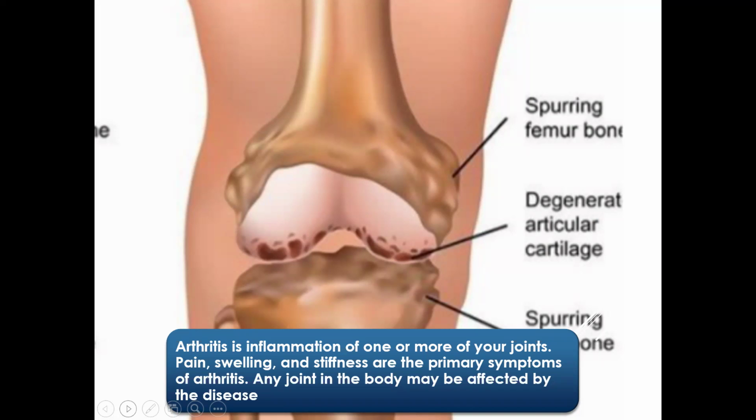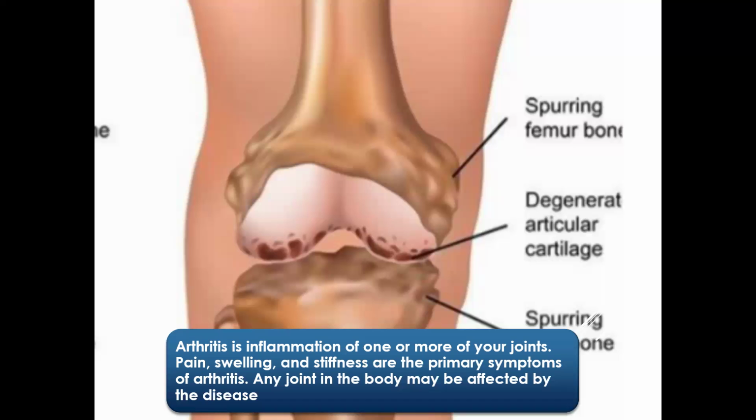Arthritis, which we said is an inflammation of one or more joints, means that it presents with the classical signs of inflammation known as pain, redness, loss of function, and swelling. So arthritis presents with pain, swelling, and stiffness. These are the characteristic symptoms that are peculiar to all arthritis-related conditions.